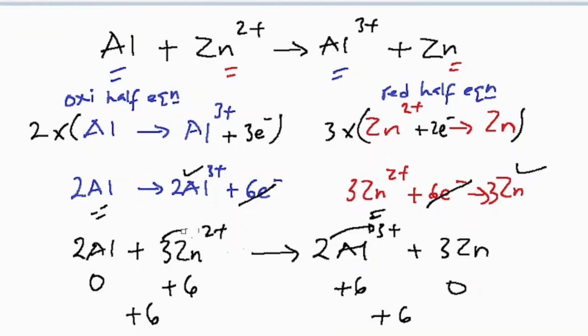2 moles of aluminum atoms, 3 moles of Zn2+ ions, 2 moles of Al3+, and 3 moles of zinc. That is our final answer.